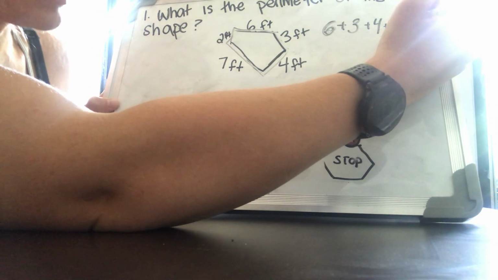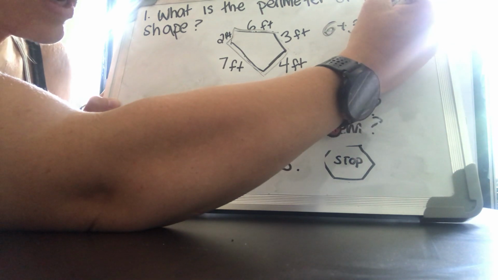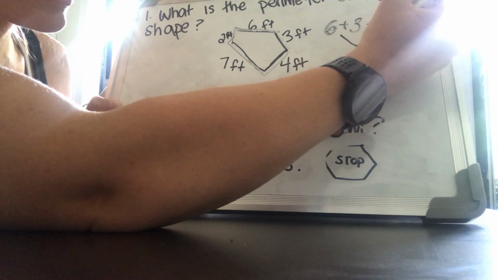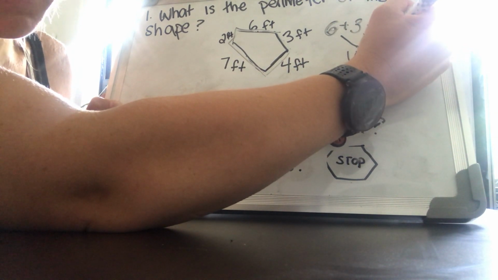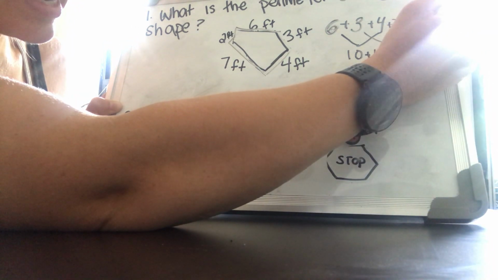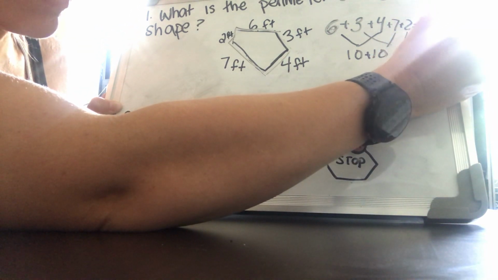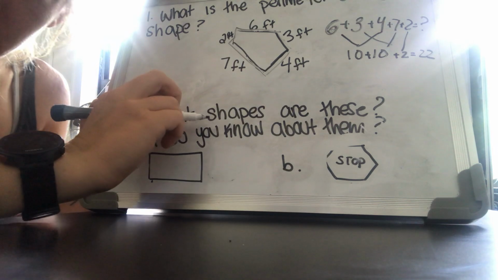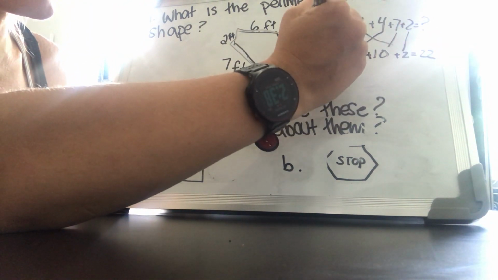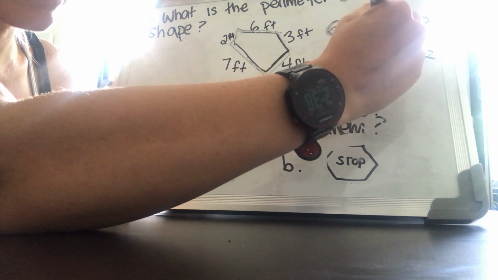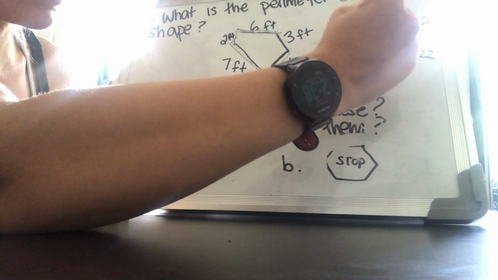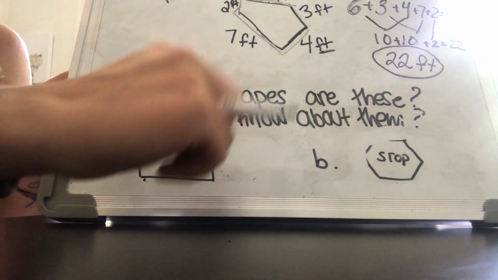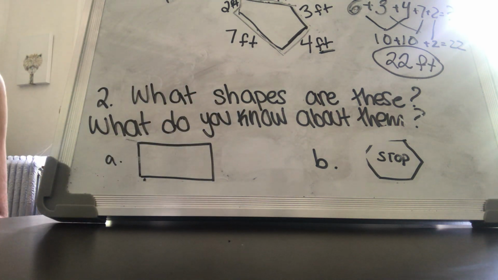Now, I'm going to see if I can make any friendly tens in here. Well, I know that 7 plus 3 is 10, and 4 plus 6 is 10. So I can do some splitting here. 10 plus 10 plus 2, which is the number left over, equals 10, 20, 22. Now, am I done when I get to 22? I am not, because the unit for this shape was feet. So my answer is 22 feet. All right, your next job is to figure out what shapes these are and write down what you know about them.